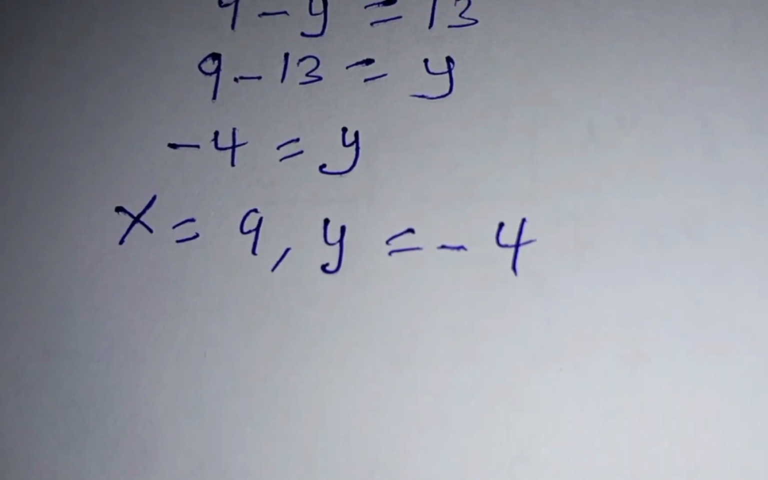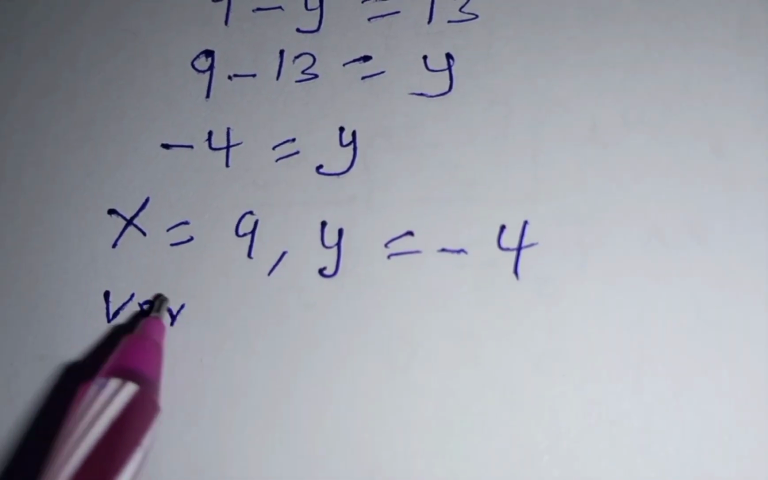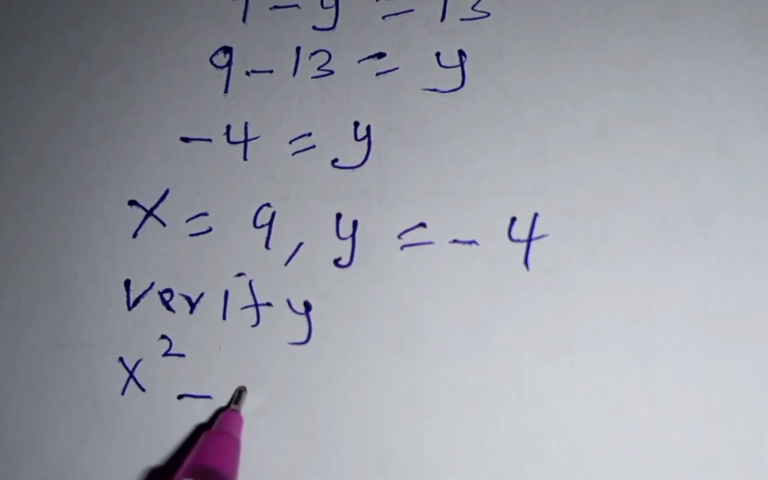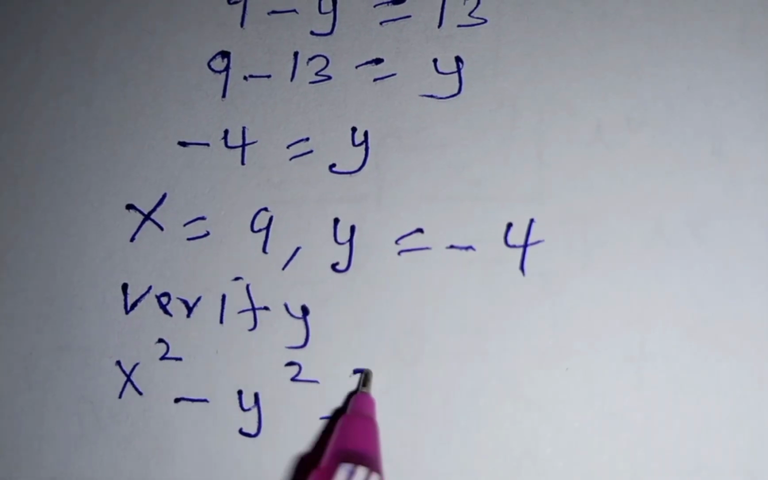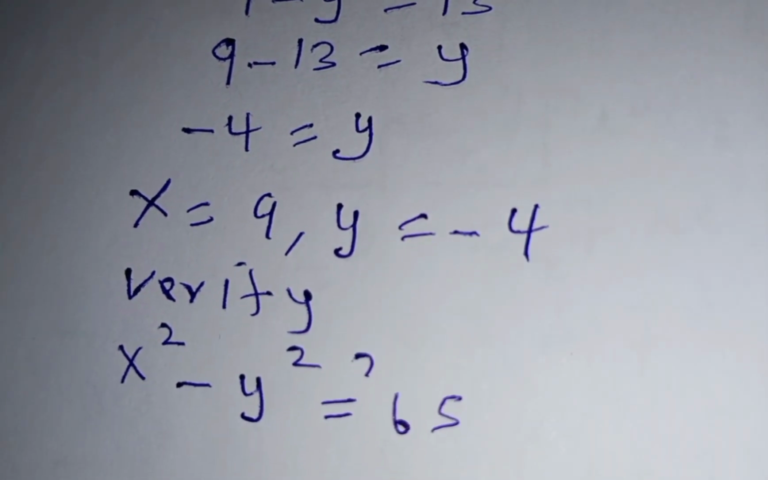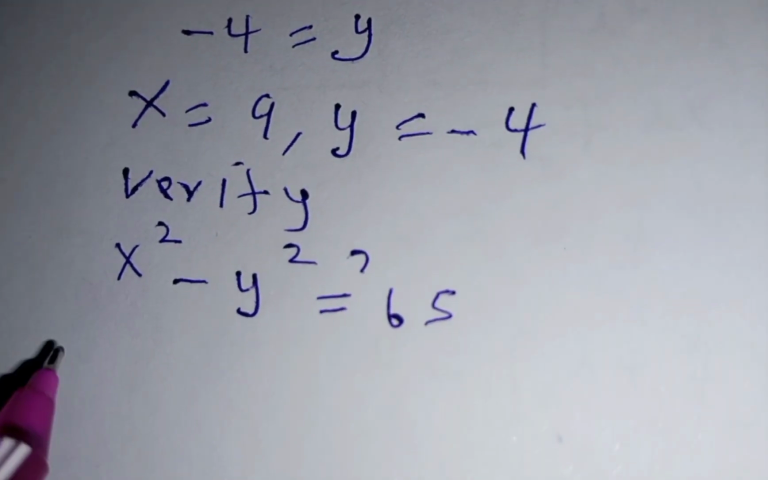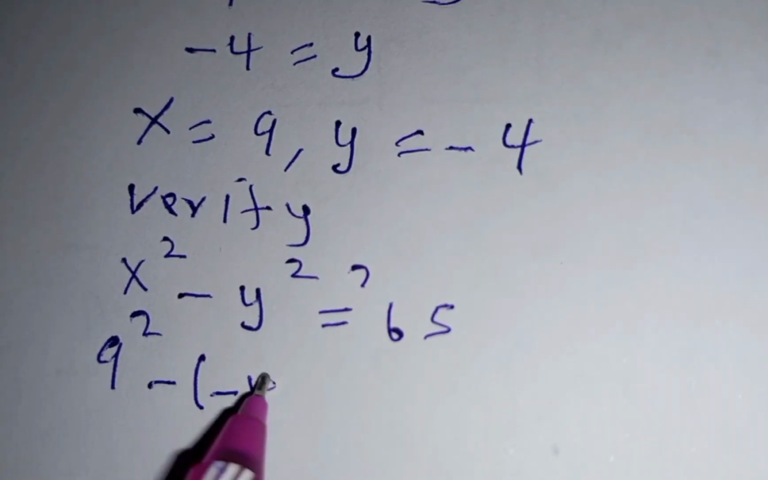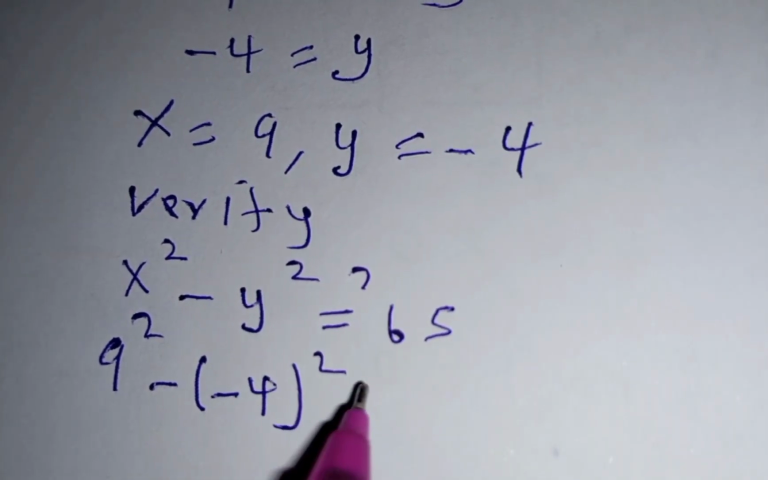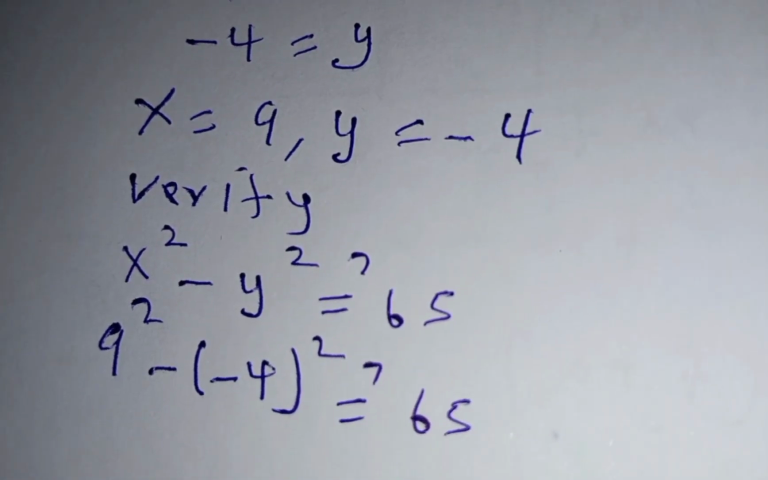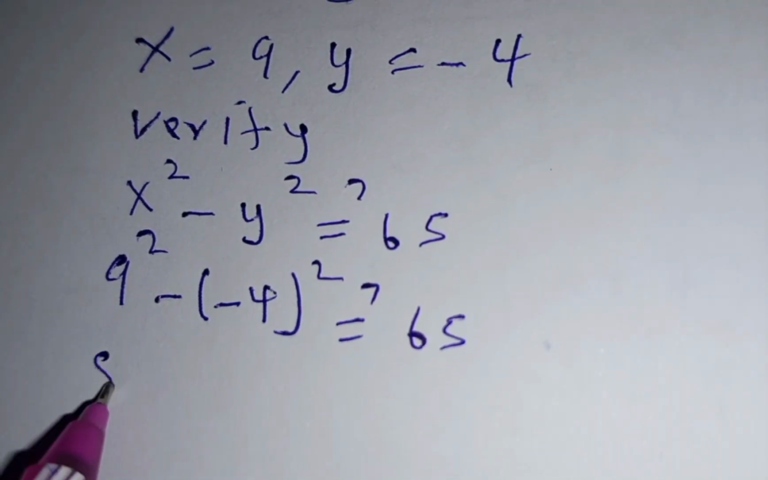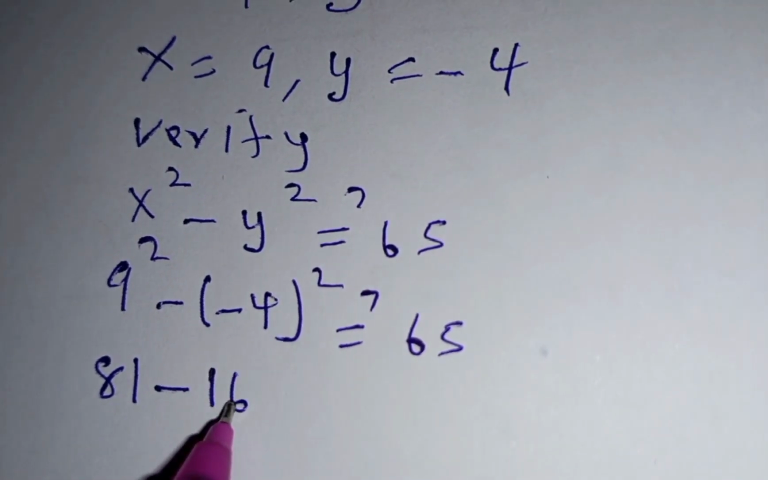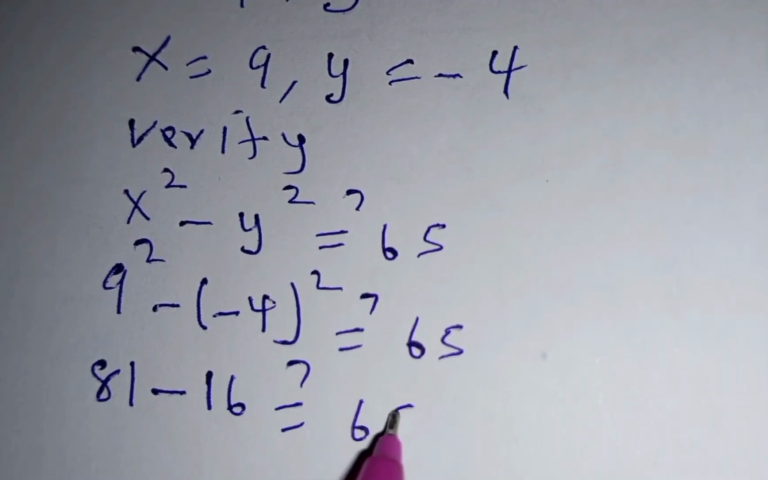We verify by substituting the value of x in x squared minus y squared, and we want to find out whether it will obtain 65. So 9 squared minus (negative 4) squared, will it give us 65? 9 squared is 81. Negative 4 squared is positive 16. Will it give us 65?